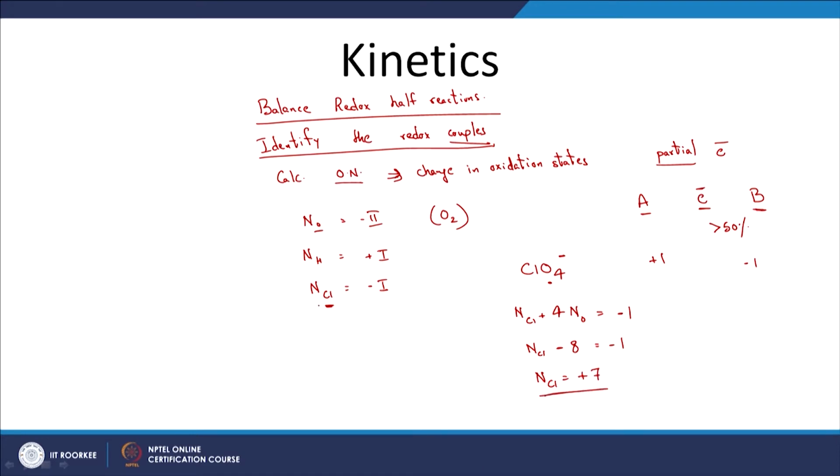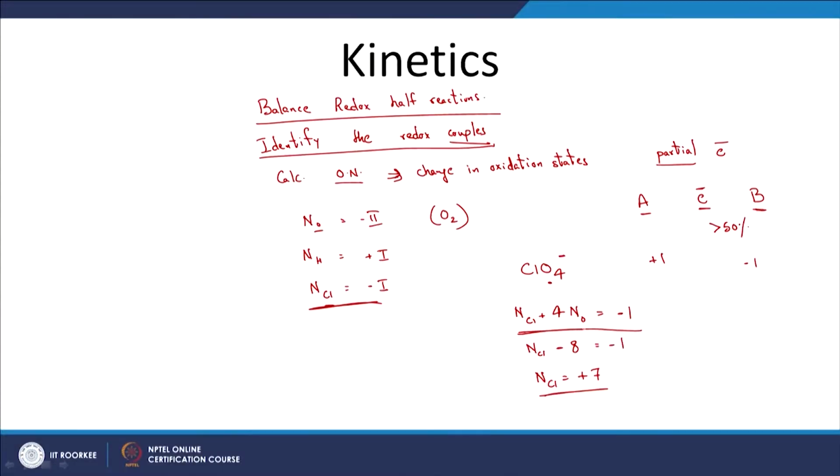But relative to most other compounds, Cl is electronegative, right. In general this is the way: we sum the oxidation states and equate that to the charge on that particular anion or cation, and if it is a neutrally charged molecule it is going to be 0, right. It is a charge balance more or less.